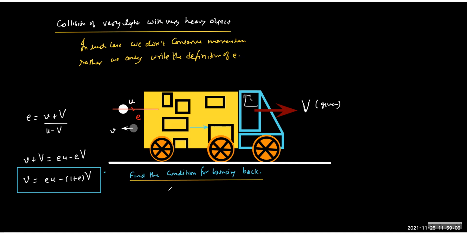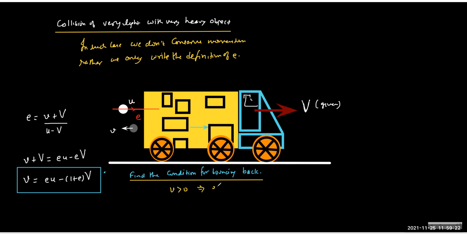No idea. When I was solving this question, I assumed that it is bouncing back and I got the answer, so my answer must be positive. Then only what I'm assuming is correct. The condition is V must be positive. Then it will bounce back.